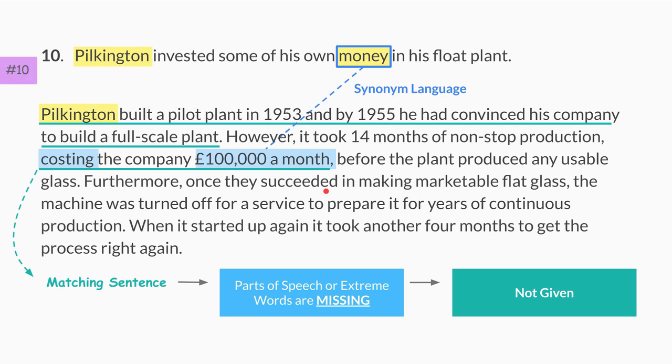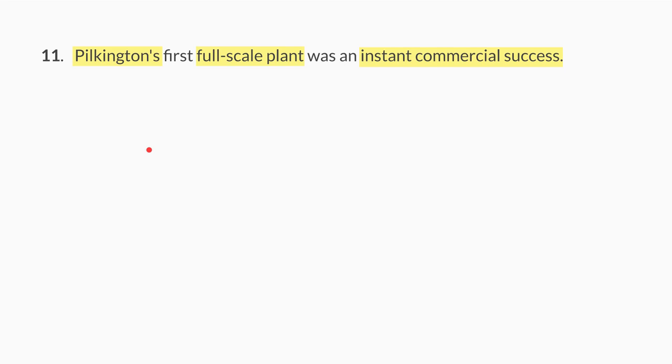Now let's move on and let's do the next question, question number 11. Before we do that, we're just going to mark this question with a little number 10 over here, since we found the answer to number 10 right here. And this way we'll know that the answer to number 11 is going to come after this line. So here is question number 11. Pilkington's first full-scale plant was an instant commercial success.